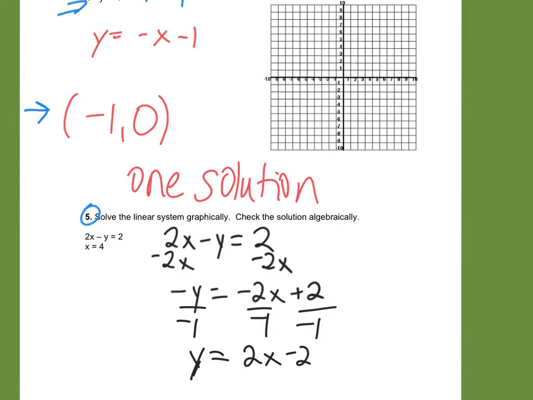And to graph that, my b value is negative 2, and my slope, 2 over 1. Yep, up 2 and right 1, or down 2 and left 1. So it'll look like this. Not like that. Like that. That's a little better. Okay, so there's my first line.